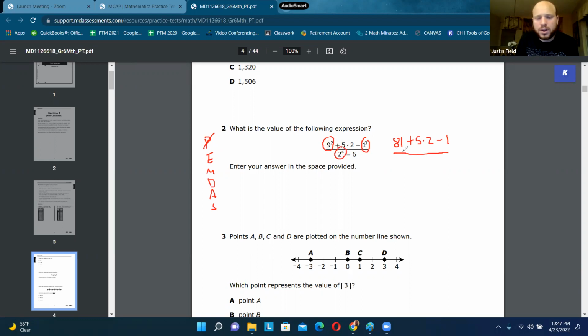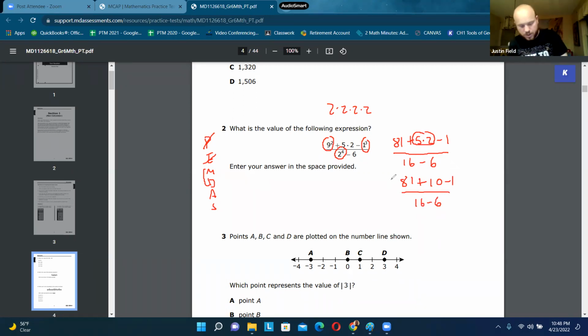2 to the 4th is 16. I know that. 2 times 2 times 2 times 2. It's not 8. So minus 6. Notice I did my exponents, and that was it. I rewrote everything. I just did the exponents. Now, multiplication and division are together from left to right, but there's no division, just multiplication. So let me circle this. I'm going to multiply that and rewrite it. 81 plus 10 minus 1 over 16 minus 6.